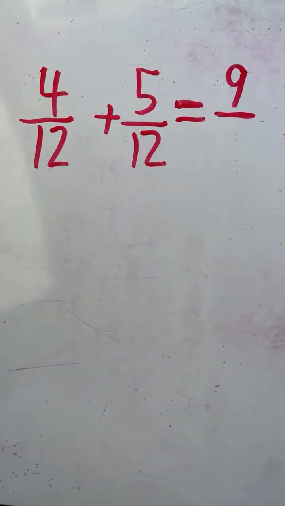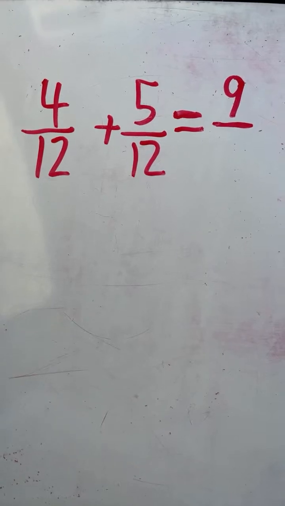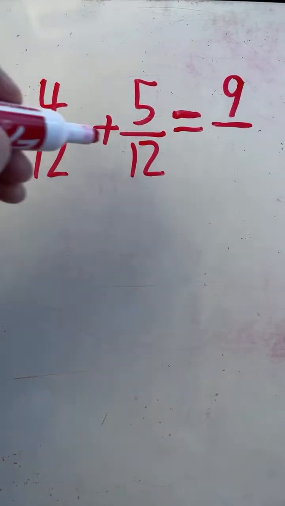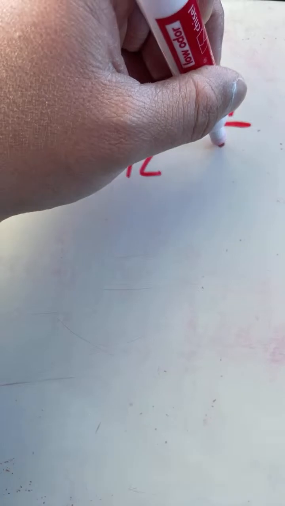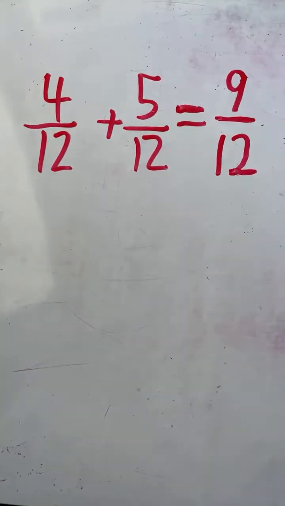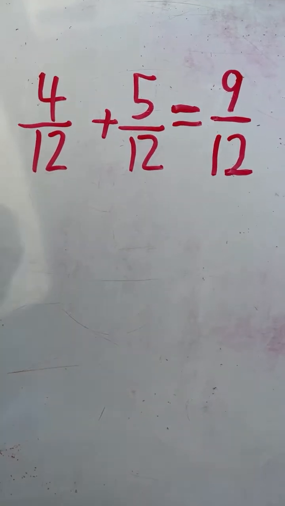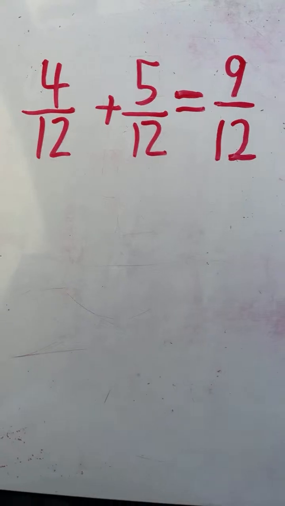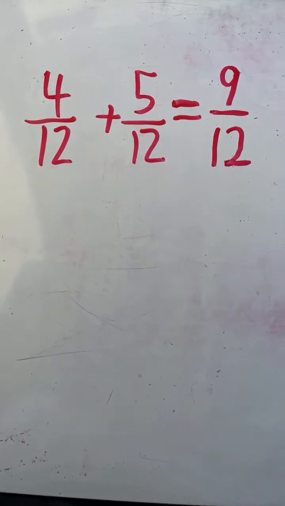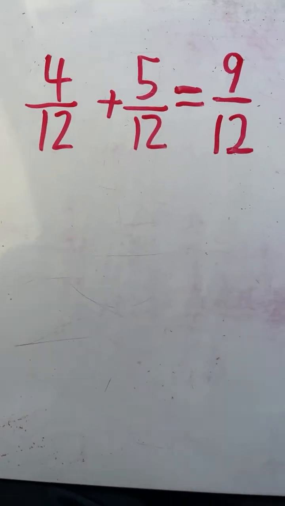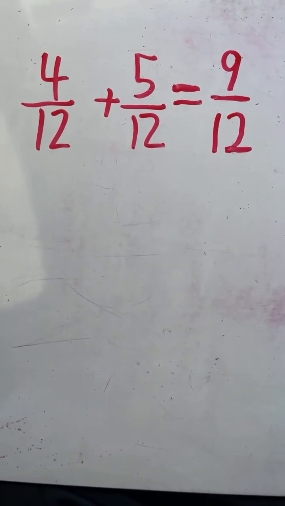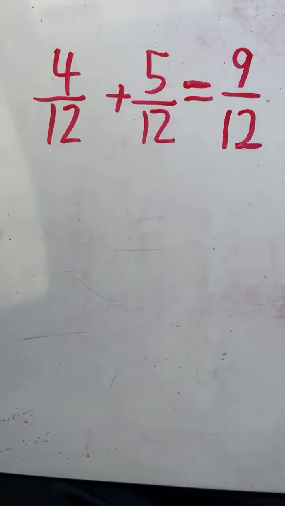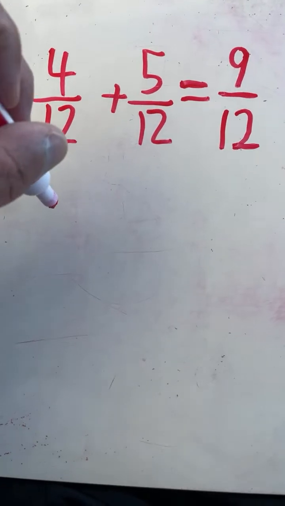Second step is whatever our denominator is, we keep it the same. So the denominator is 12 for both the fractions we're adding, so that's going to stay the same in our answer. 4 12ths plus 5 12ths equals 9 12ths. So we have our final answer there. Now that answer is not in lowest terms, but I'm going to keep the reducing fractions to lowest terms for another video. Alright, next example.